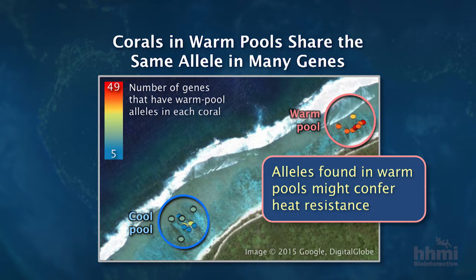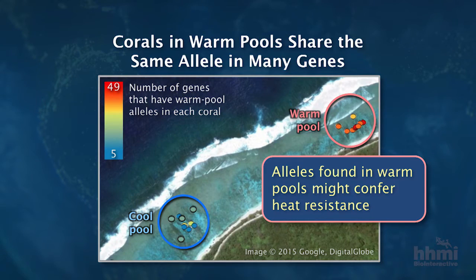And for the cool pool corals and these warm pool corals, we know which alleles they have at each of these 100 loci. And what I'm showing you here is that most of the cool pool corals don't have many of the warm pool alleles. Some have some. The warm pool corals tend to have a lot more of the warm alleles at these genes than the cool pool ones. So this shows that genetically, although these corals are pretty similar to one another, they'd never be called different species, there are about 100 genes at which they differ.